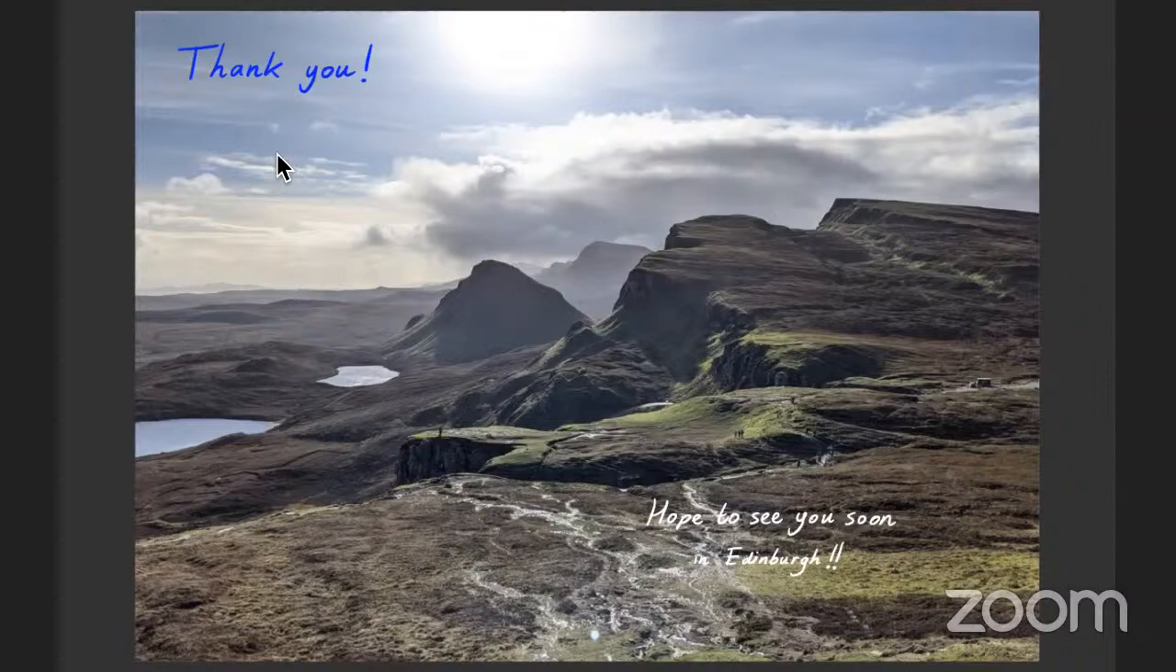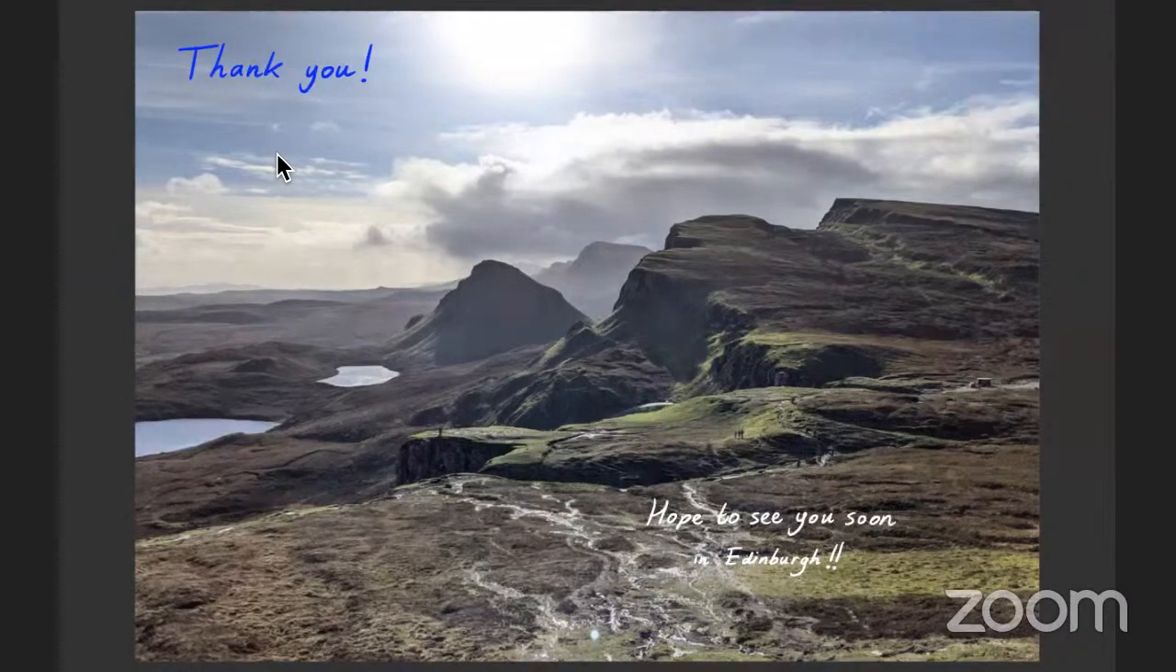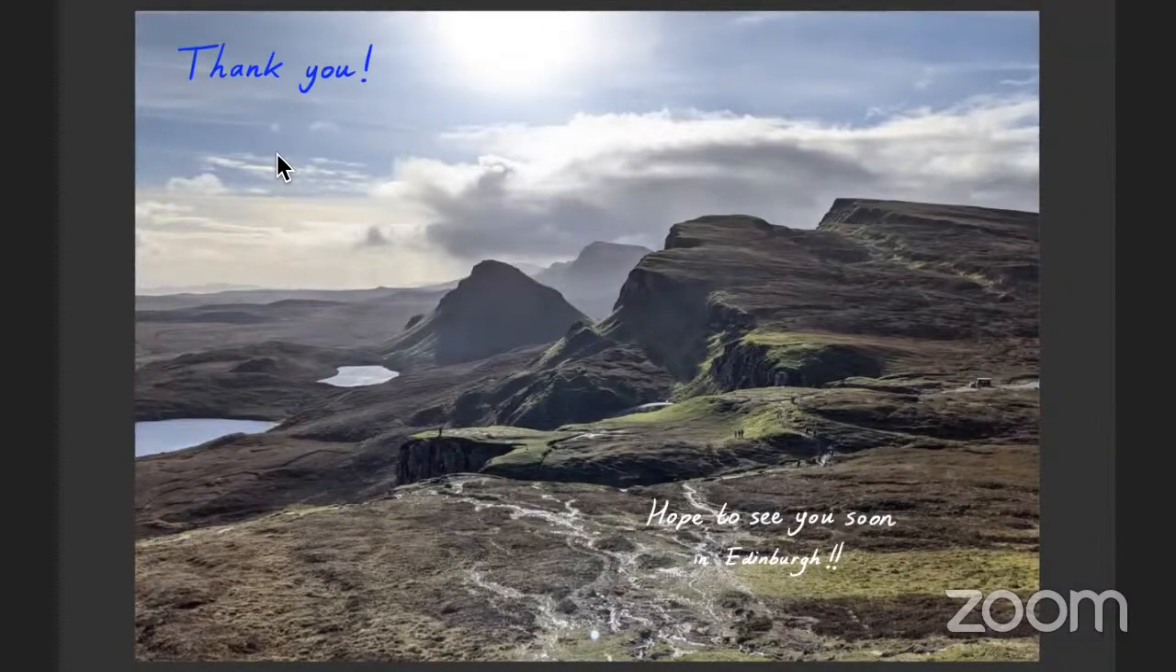I actually have two questions. First of all, is that really what it looks like in Edinburgh? Well, really, if you would visit, you could take a trip to where it looks like this.